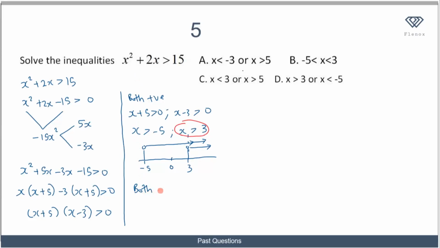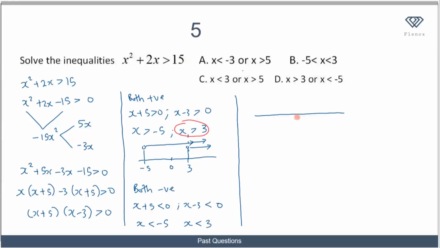So if both of them are negative, what does it mean? It means that either x plus 5 is less than 0 or x minus 3 is less than 0. So in this case, I have x is less than minus 5 or x is less than 3. So now I try to draw this also on the number line, which I have 0 here and I have minus 5 over here and I have 3 over here.